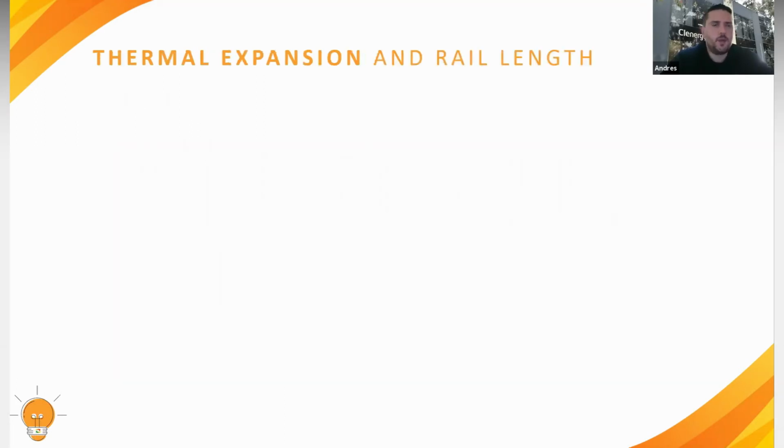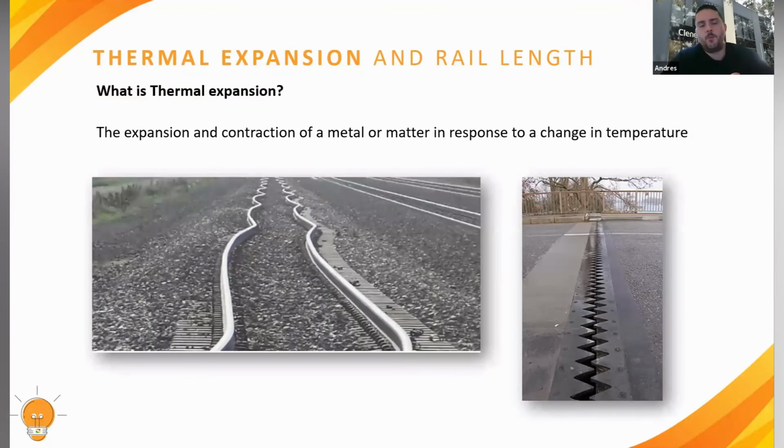All right, so moving on, we are going to cover thermal expansion and rail lengths. So what is thermal expansion? We have to remember that our systems are in direct contact with nature, and they are going to be subject to high and low temperatures. So thermal expansion is when there's a difference or change in temperature. As you can see in the image here, all the rails that are exposed directly are subject to these changes.